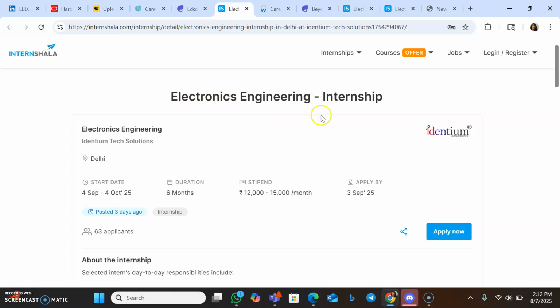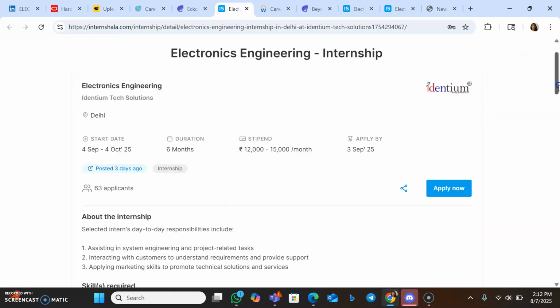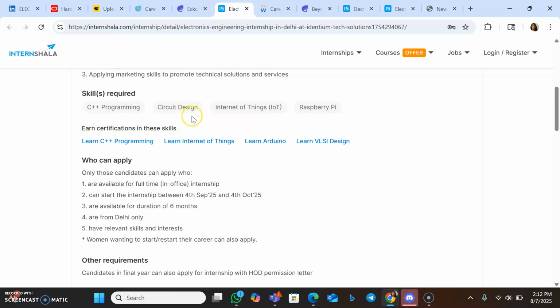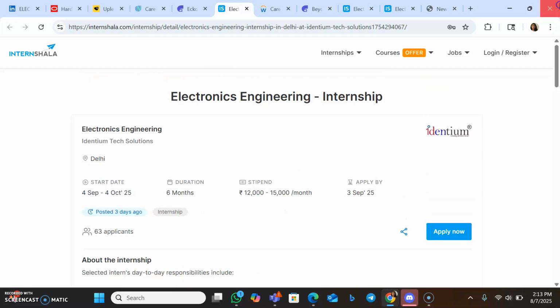It is an electronics engineering internship. The start date is tentatively 4th September to 4th October, with a 6 months duration. The stipend is 12,000 to 15,000 per month. Apply by September 3rd. Skills needed are C programming, circuit design, IoT, and Raspberry Pi. If you are interested, definitely apply for this internship. It's an internship from the company Identium Tech Solutions.